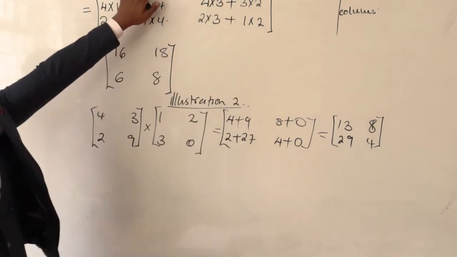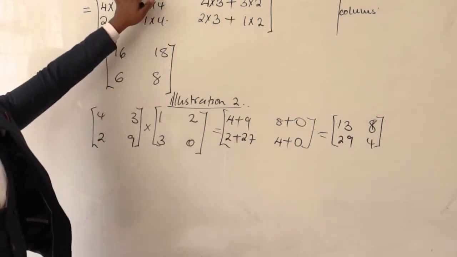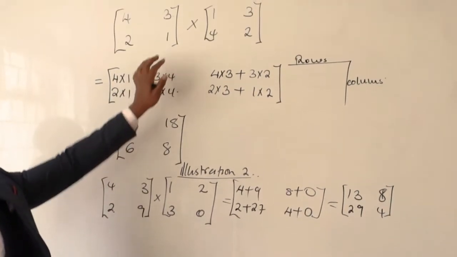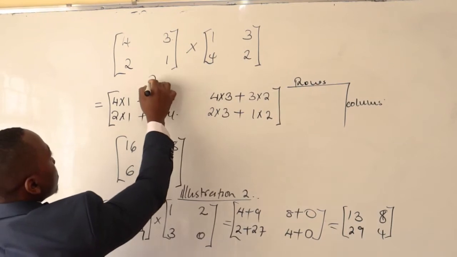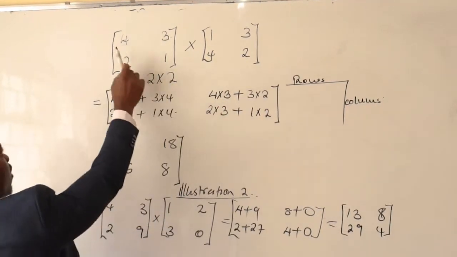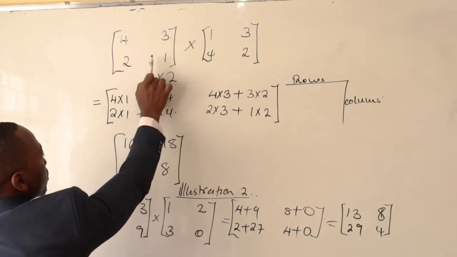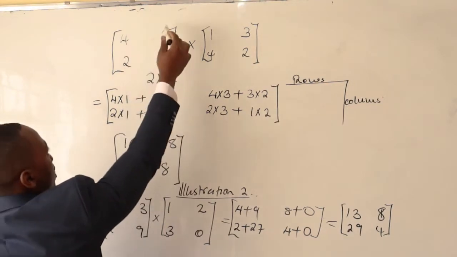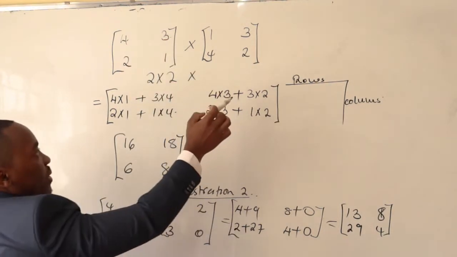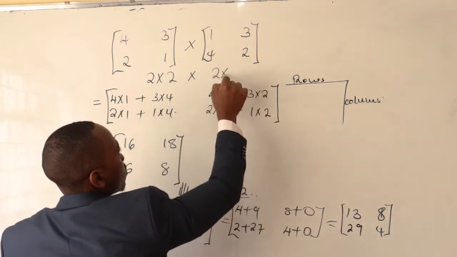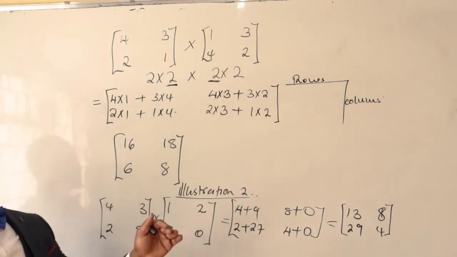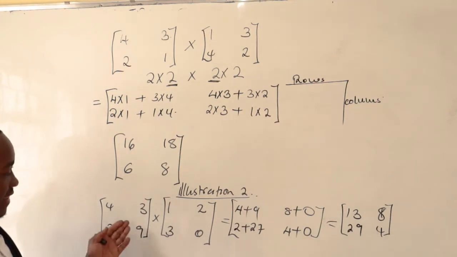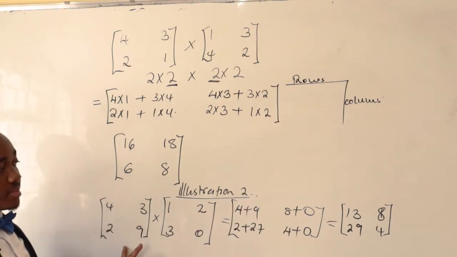For example, let me take you back to the first one. The first problem, the first matrix, was a 2 by 2. We have said how to determine the order: you count the number of rows, 1, 2, and then the number of columns, 1, 2. So it's a 2 by 2, and we multiply by another 2 by 2. So we look at this and that, which means it's compatible. The second matrix is the same.